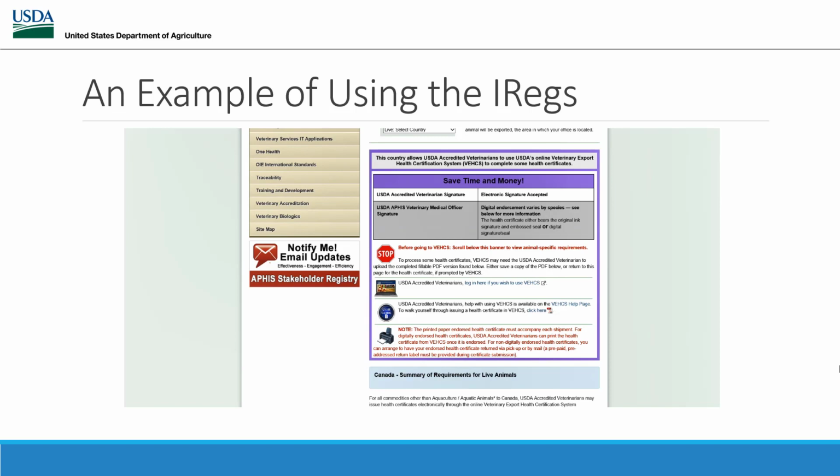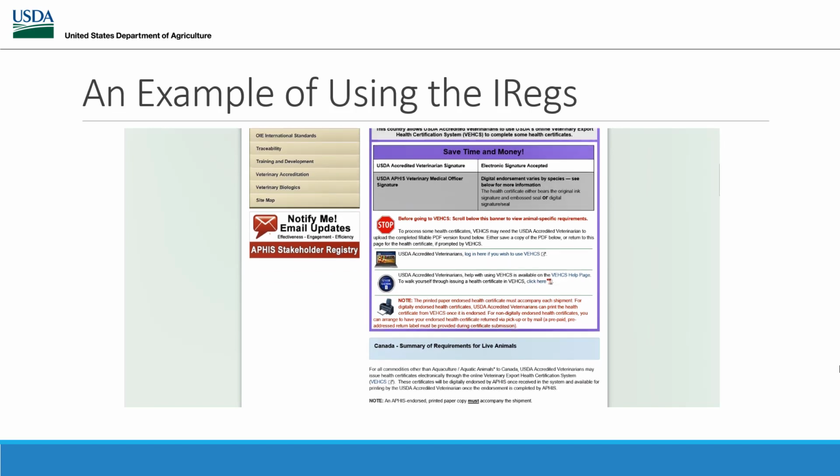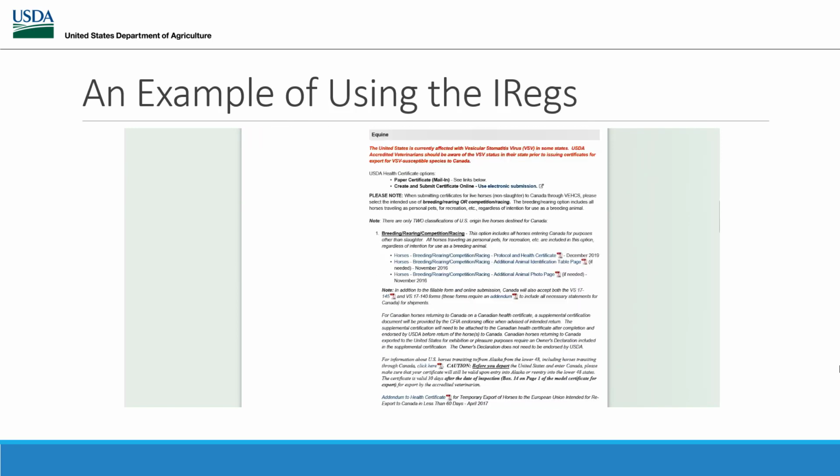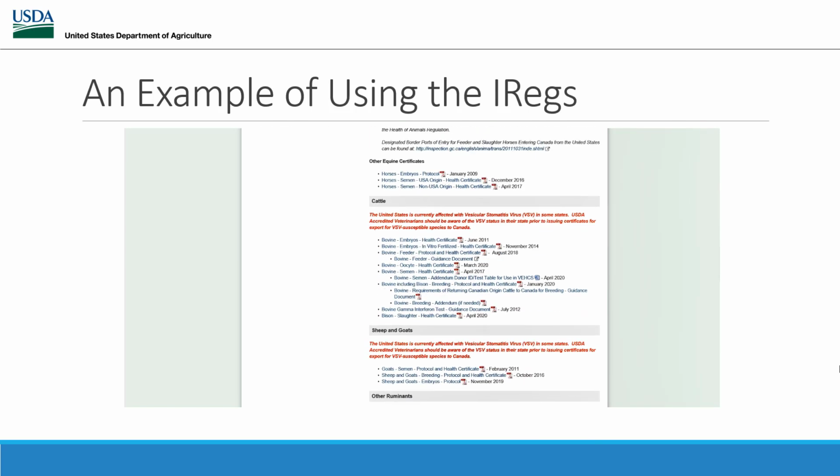So for now, read the general information on Canada below the banner, then scroll down the page to the section on cattle. Again, read the important Canada-specific information, including this notice about the U.S. being affected with vesicular stomatitis at the time of recording, and then click on the link titled Bovine, including Bison, Breeding, Protocol, and Health Certificate.